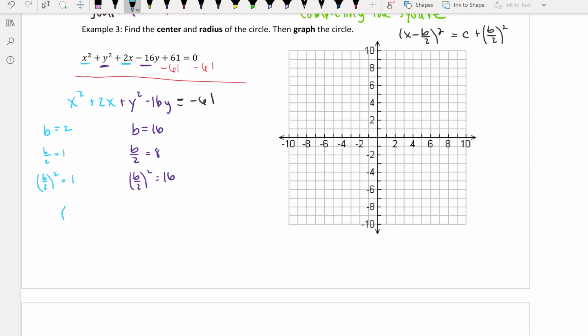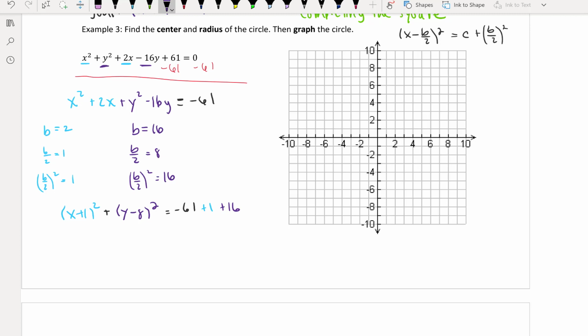So now I know exactly how this is going to play out. I have my x, and that b divided by 2 value is going to be a plus 1 squared, plus, and now looking at my b divided by 2 value for my y's, y minus 8 squared, and it's equal to my negative 61, which I already had, my b divided by 2 squared, which we said was 1, as well as that positive 16.